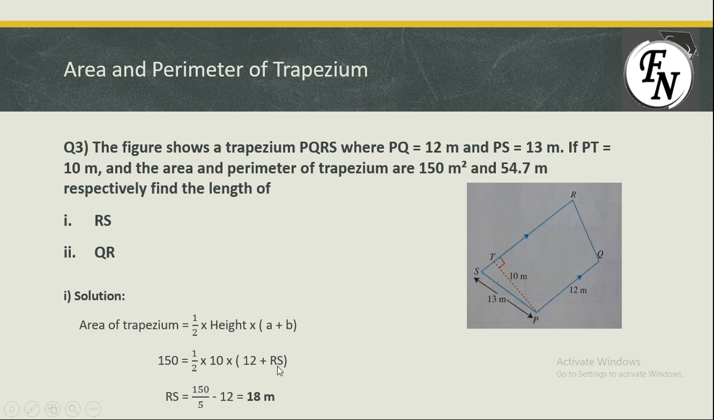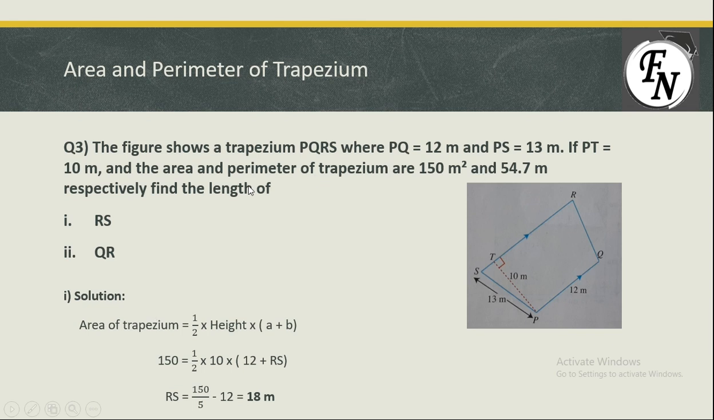So I plug in the values, with RS as the unknown. So I will cancel this. 2 ones are 2, 2 fives are 10, and here 5 is multiplying, so it will be divided, and 12 is adding up here, and on the other side it would be subtracted. After solving it, I will get the answer as 18 meters, which is RS.